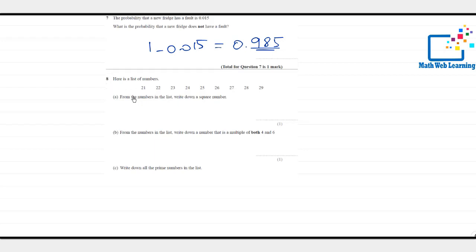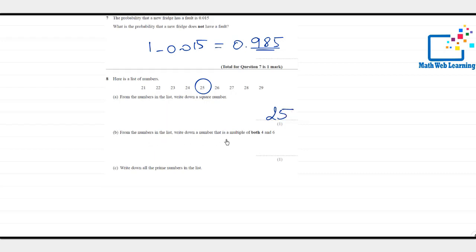Question number 8. We want the numbers that are square, so we want to list the square numbers. We have this one, which is square number 25. Do we have another square? 21 is not. I'm just checking. No, that's only one: 25.